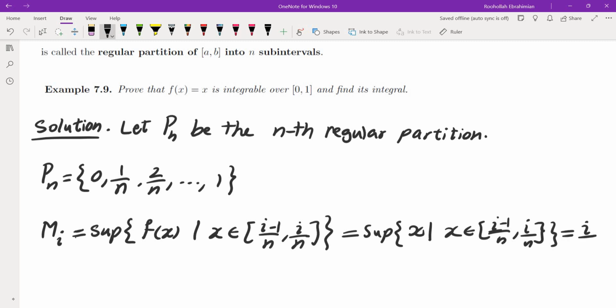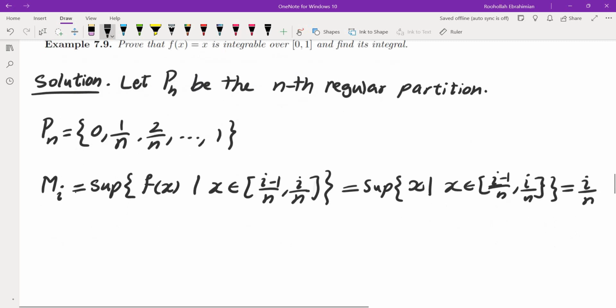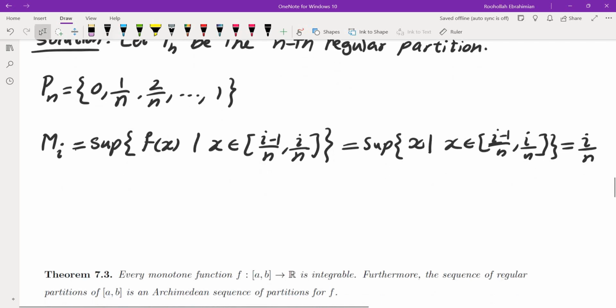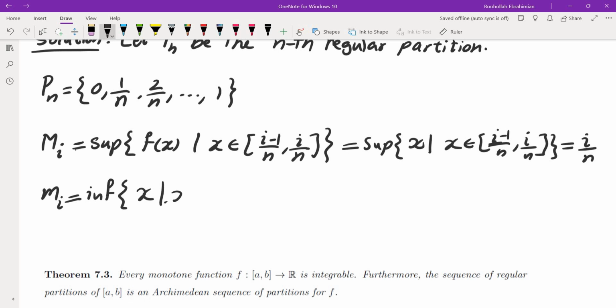And of course, the largest value in that interval is i over n. In fact, it has a maximum. Not only does it have a supremum, it also has a maximum. And if you look at lowercase mi, that's the infimum of x such that x is in the interval from i minus 1 over n to i over n, and that is i minus 1 over n.